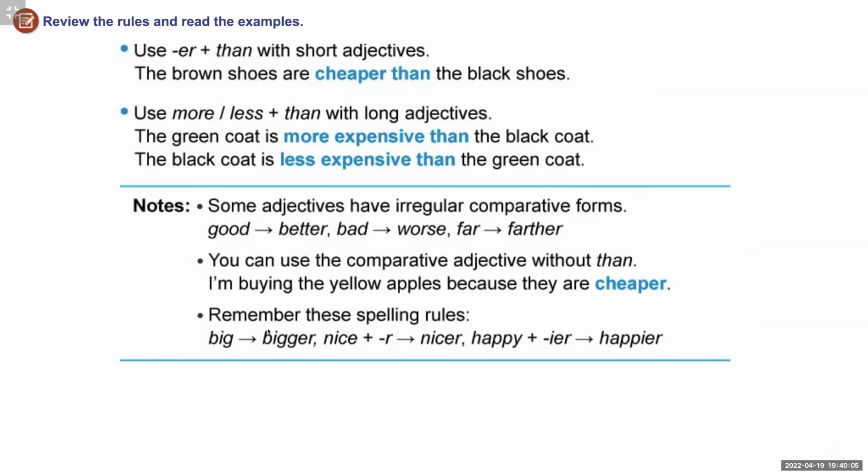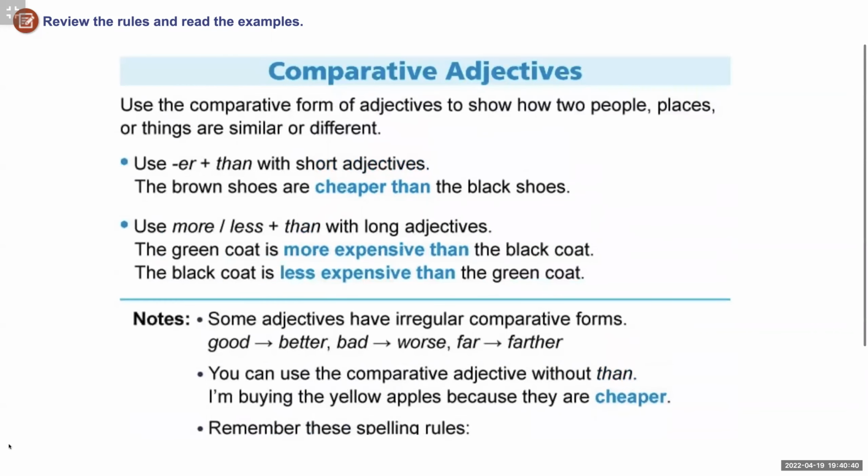And lastly, remember the spelling rules, like the word big, bigger. We added an extra G, so it's B-I-G-G-E-R. Or we have nice. All we do is put an R, nicer, N-I-C-E-R. Then we have the word happy. We drop the Y and put I-E-R. So we have happier, spelled H-A-P-P-I-E-R. Again, you can review this more than once.